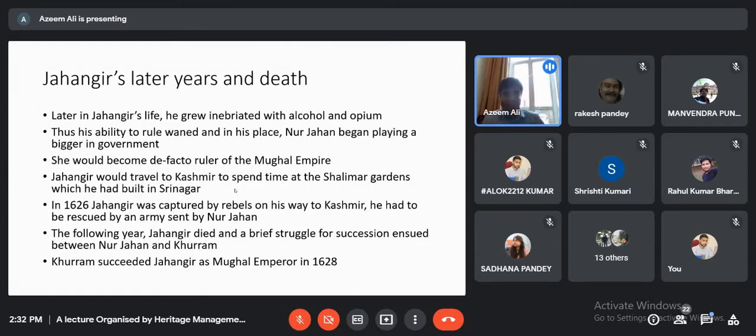And later in Jahangir's life, he grew famously intoxicated with alcohol and opium, which limited his ability to rule. And in his place, Nur Jahan began playing a bigger role in government, and she would become the de facto ruler of the Mughal Empire, famously.